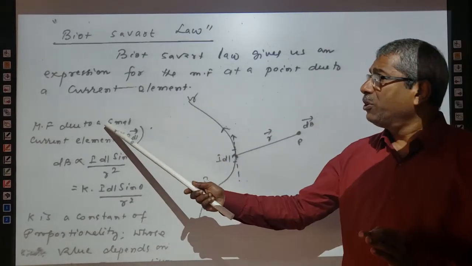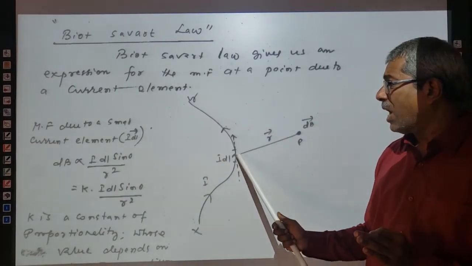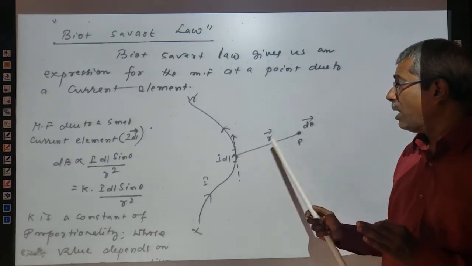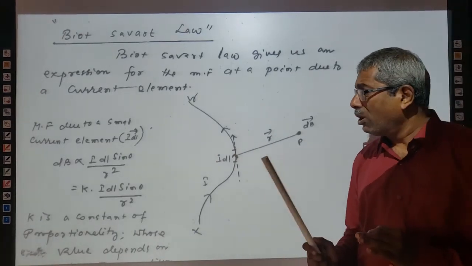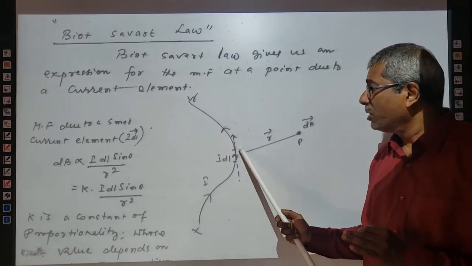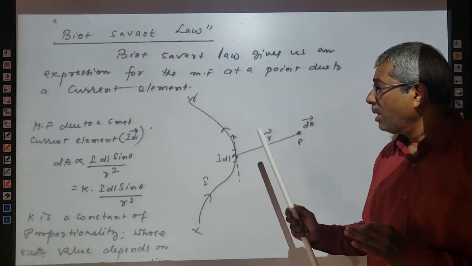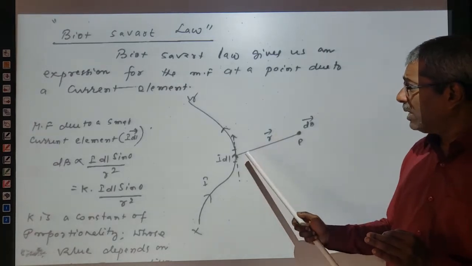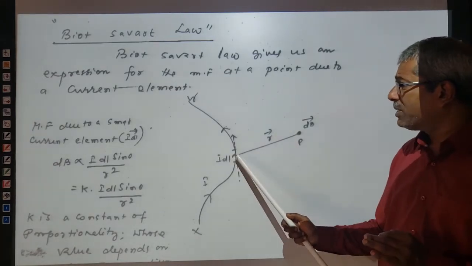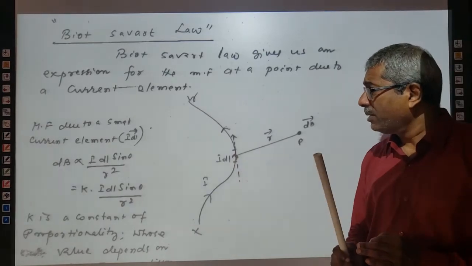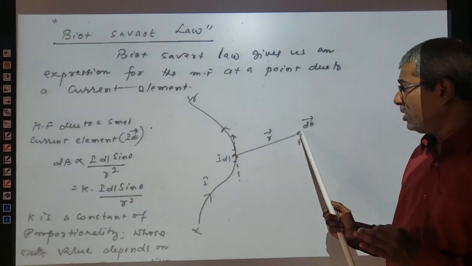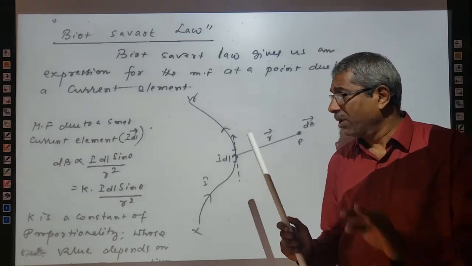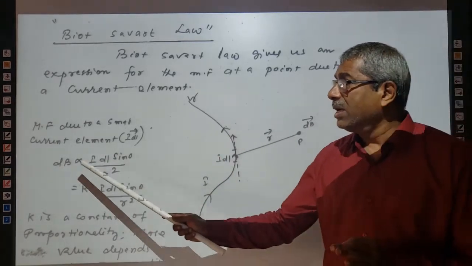So we want the magnetic field due to a small current element at a point P. Point P is at a distance r and makes an angle theta. Theta is not marked here; you have to see that this is theta here. I missed that, I'm very sorry. So the point P is lying at a distance r from the center of this small current element, and at this point we have to calculate the value of the intensity of magnetic field. That is given by dB.